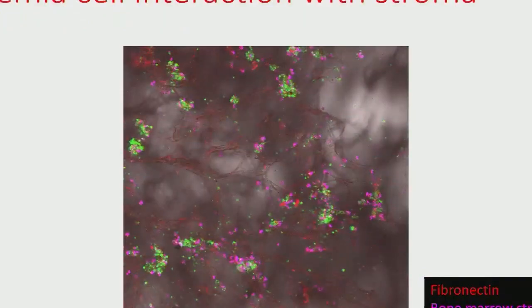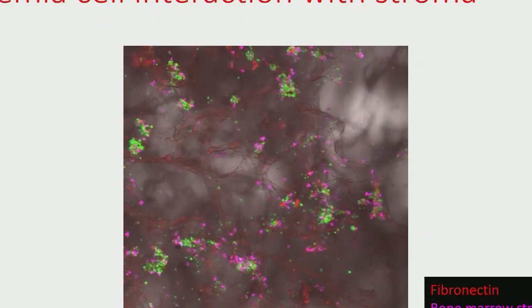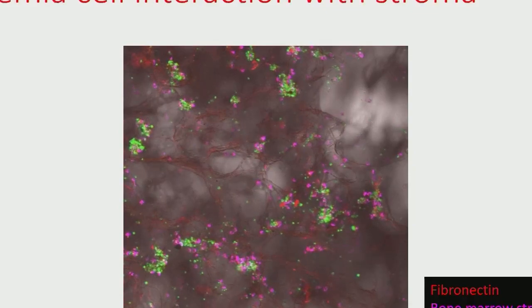Now, obviously, one of the things that we want to do using this matrix is to recapitulate the bone marrow environment. And in this confocal video, I show you leukemia cells and stromal cells labeled together. These cells keep moving, but there's a cluster of these leukemia cells and stromal cells, which is exactly what you would see in a bone marrow microenvironment.